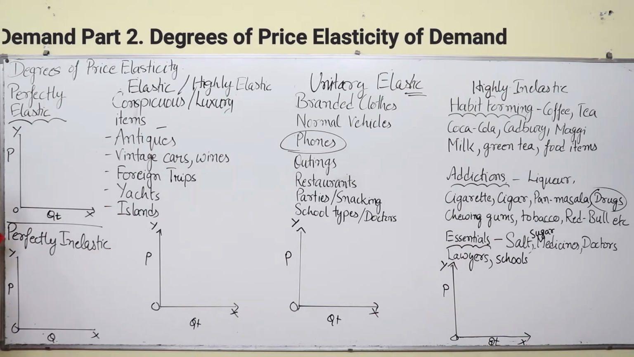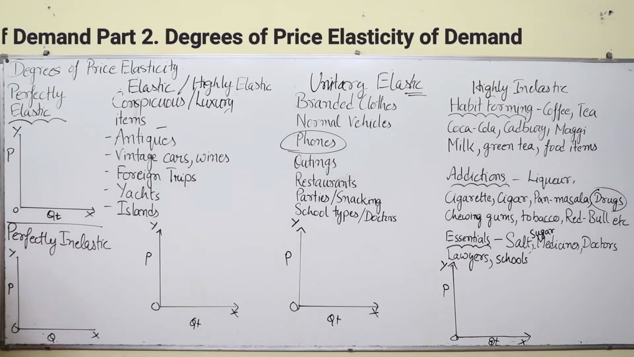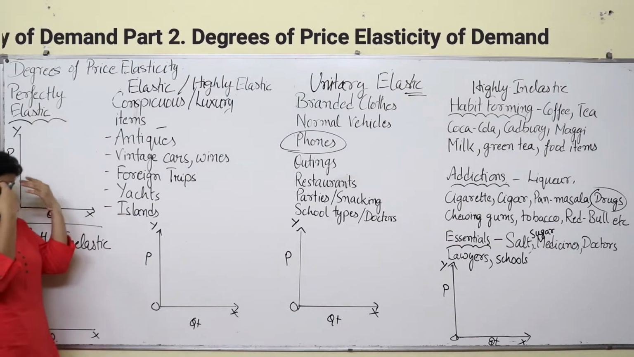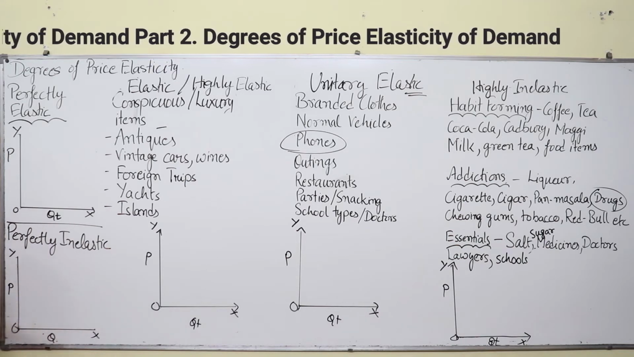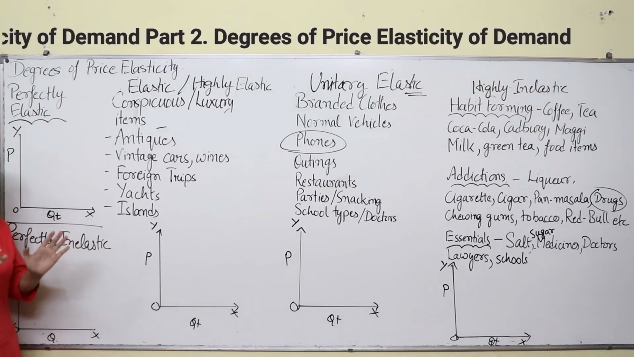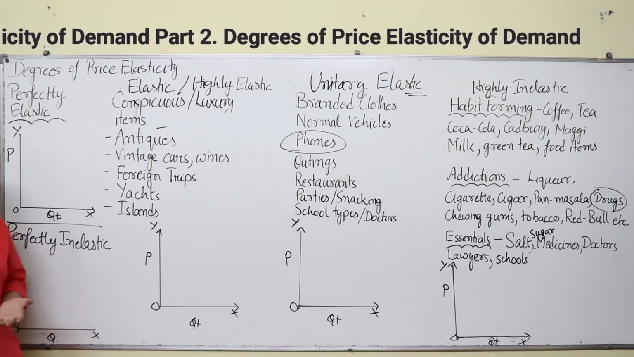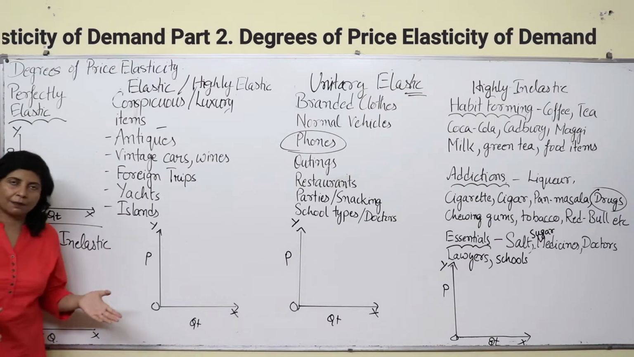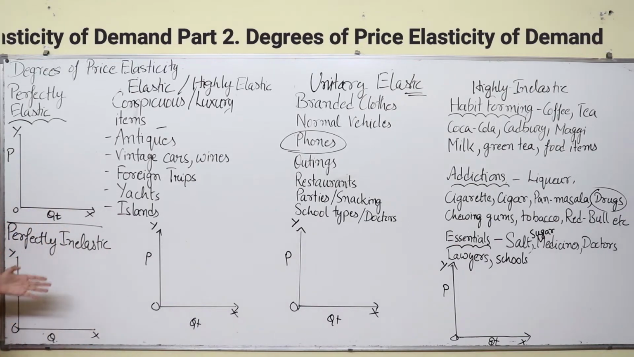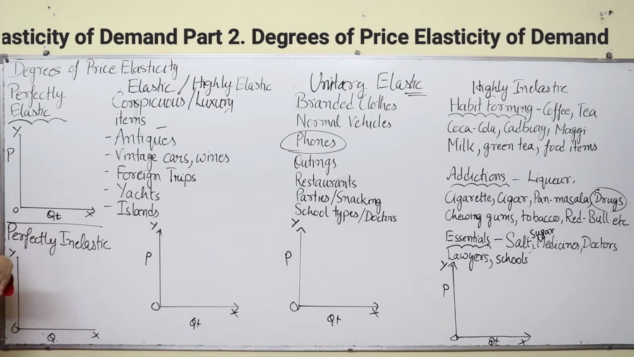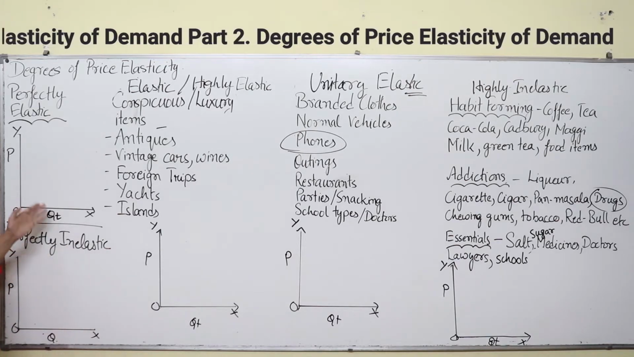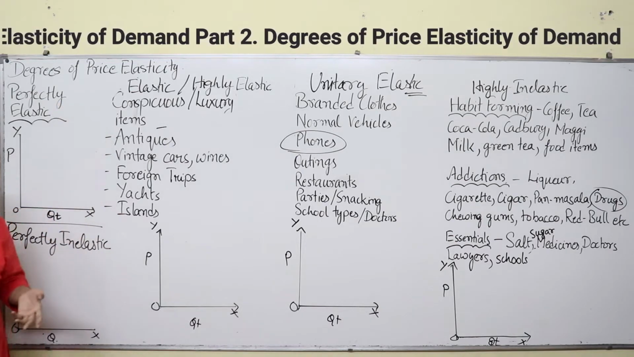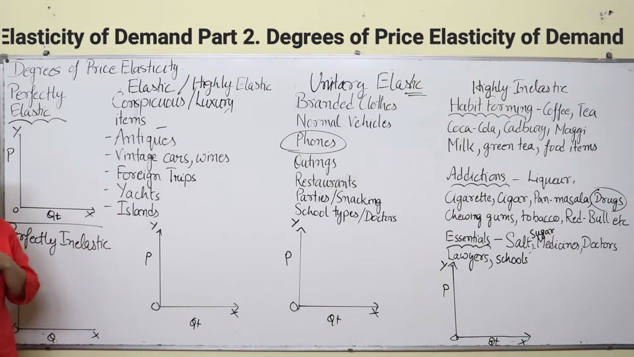So what is perfectly elastic and perfectly inelastic? We have already discussed what is elastic and inelastic. See, the demands which we can change easily or which we are flexible about. For example, the luxuries of our life, we can easily live without them. So if their prices rise, we easily give them up. We don't purchase them anymore. But the essentials, they are to be purchased at every cost. So the things which are luxuries, maybe vintage cars, foreign trips, yachts, islands, or antique items, they are luxuries of life and we can easily live without them.